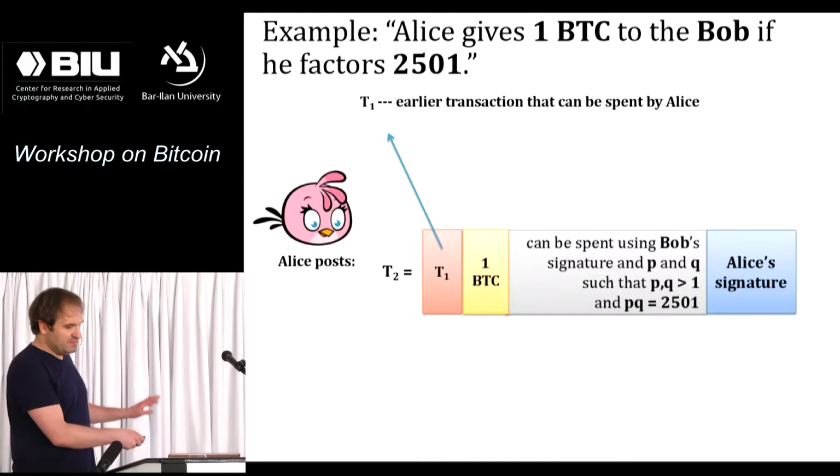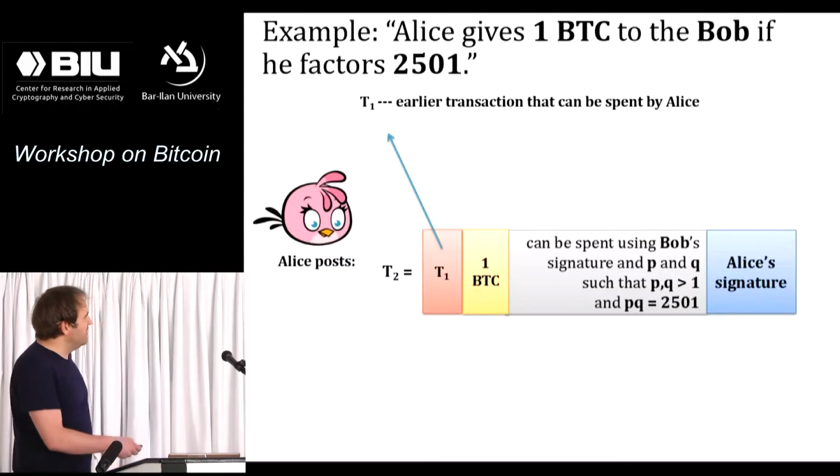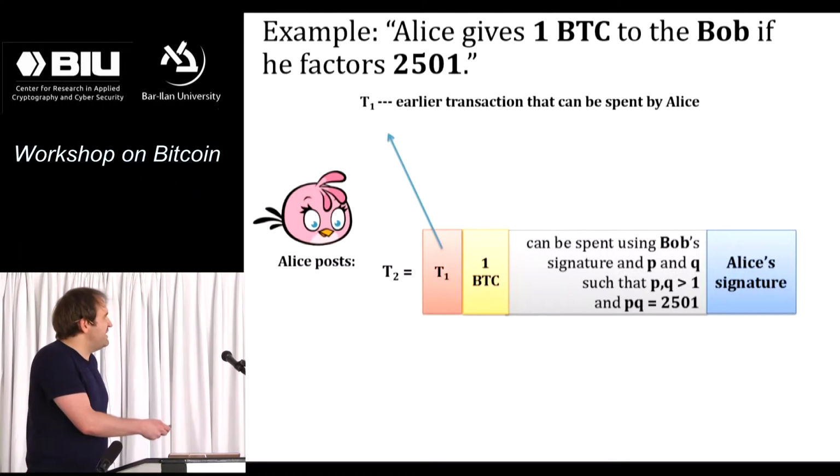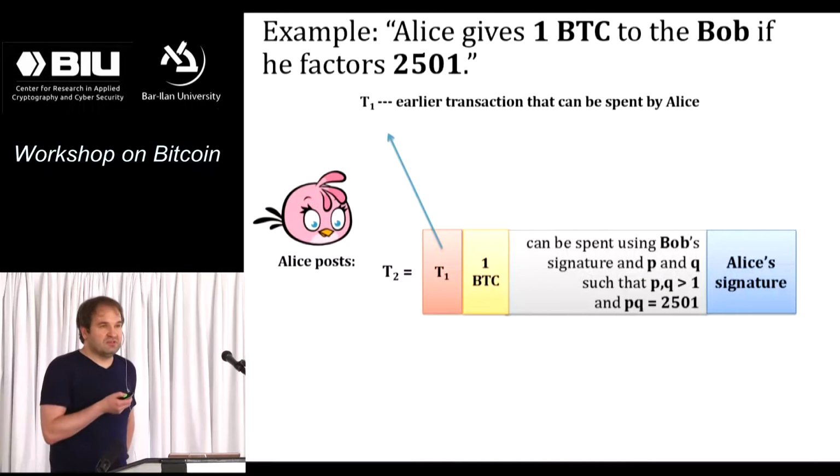So this is informal, right? But I will show you in a moment a little bit more formally. Informally, this can be spent using Bob's signature and P and Q such that P and Q are larger than 1, and their product is this. So I'm adding an extra condition.